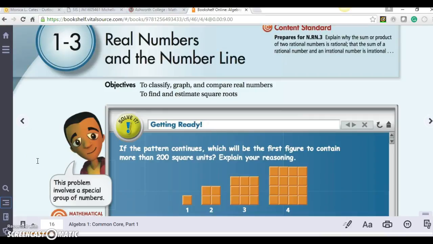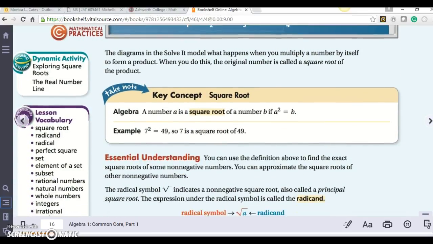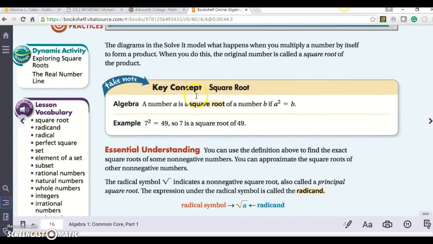Hello, we're looking at lesson 1-3, real numbers and the number line. Today we're going to talk about the square root. A number A is a square root of a number B if A squared equals B. So for example, 7 squared equals 49, so 7 is the square root of 49.